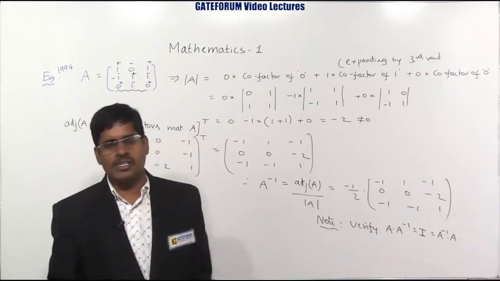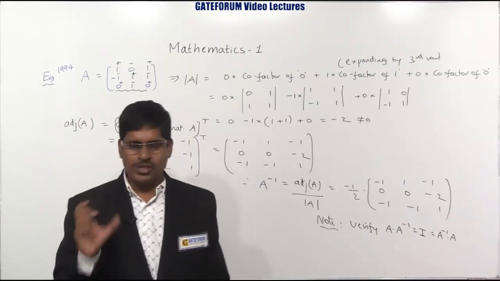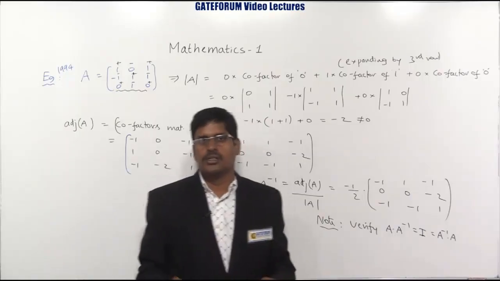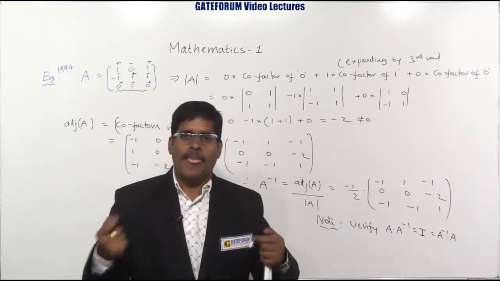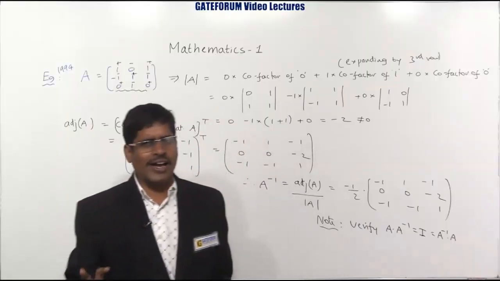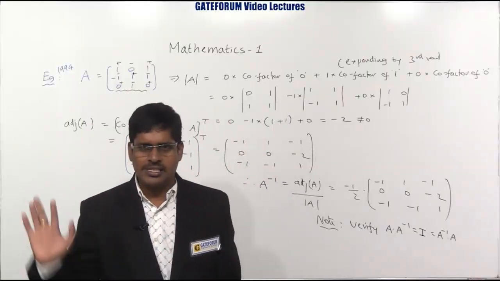What does the options method mean? One of the options is the answer. We don't know which option. Denote each option by A inverse. Whichever satisfies A into A inverse is equal to the identity matrix, that option is the required answer for A inverse. Okay, that is simple.